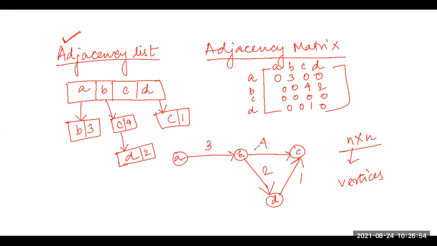If it were a non-weighted graph, this 3, 4 would be replaced with 1. And if it is a non-directed graph, from A to B I will put 1, and again from B to A also I will put 1. So whenever there is an edge, I will simply put 1. If there is no edge, I will put 0 in the case of an unweighted graph. So this is the introductory concept about graphs.